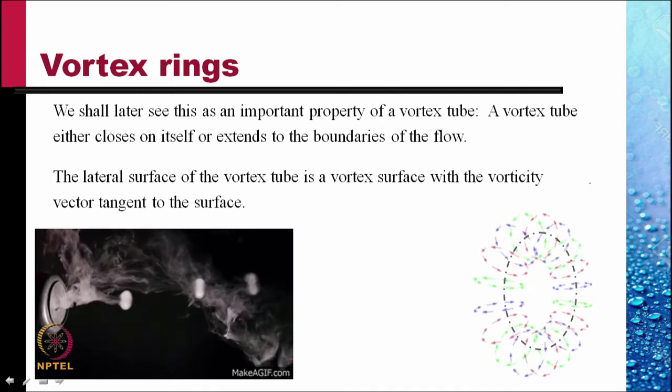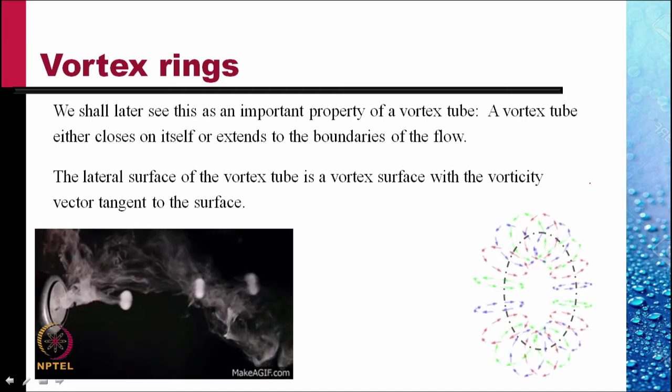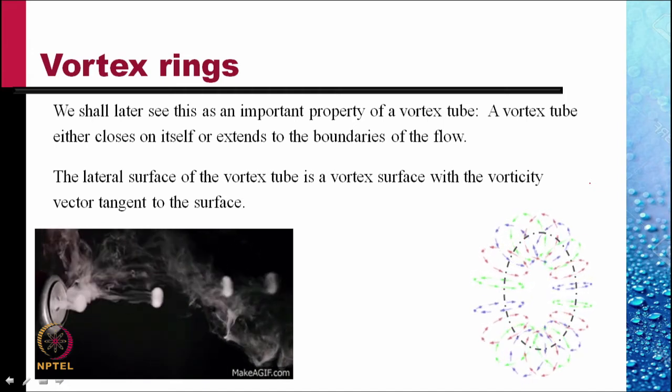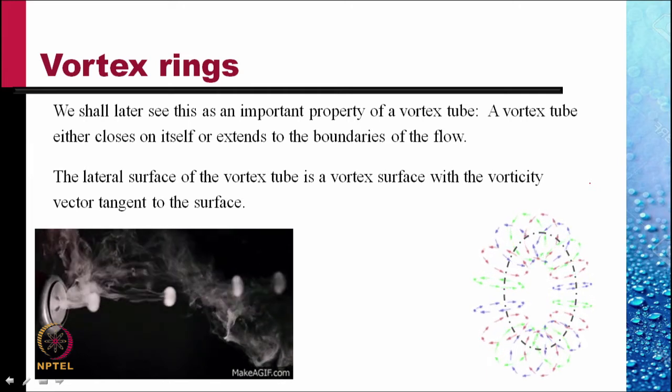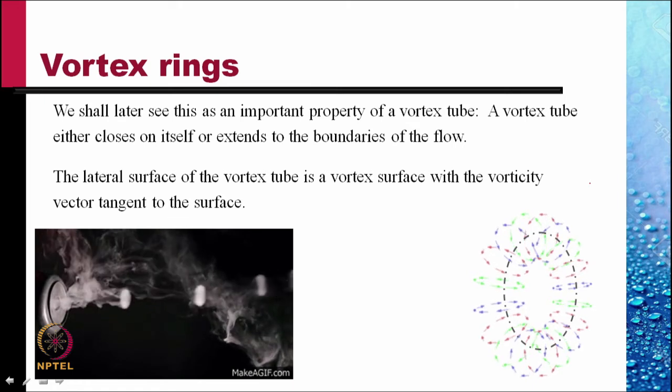If we take the central axis of this donut, we see that there is a vorticity vector tangent to it at every point.